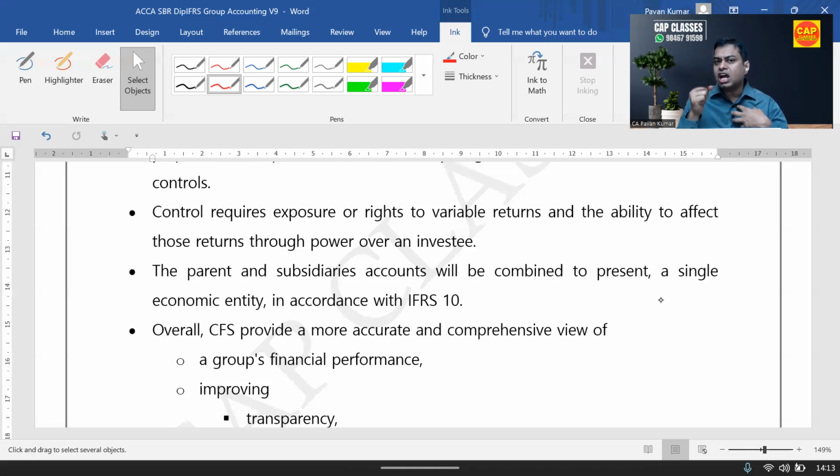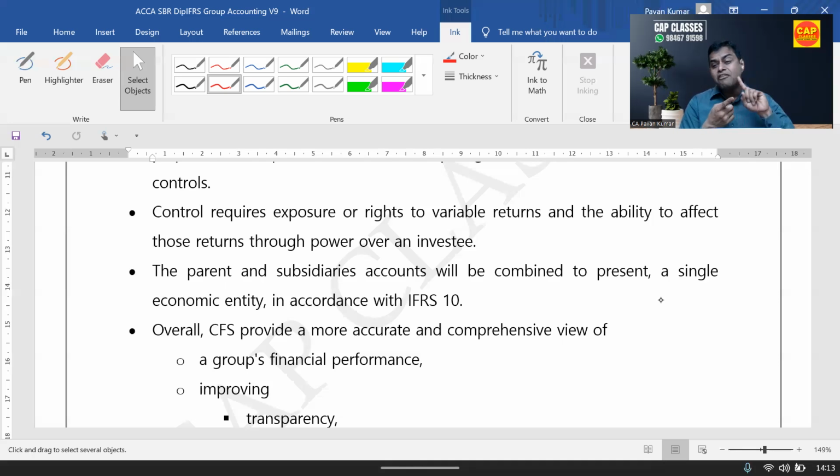exposure. What is the meaning of exposure? Risk. I have exposure, or I have rights to variable returns. Returns are not fixed. If I invest money in, say, for example, a fixed deposit in JP Morgan Chase Bank, the percentage of interest I get is fixed. But if I invest money in ordinary shares, I will have variable returns.